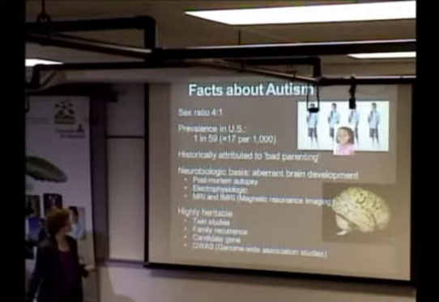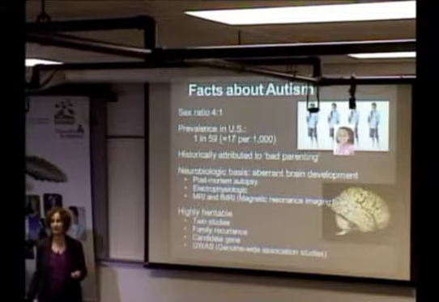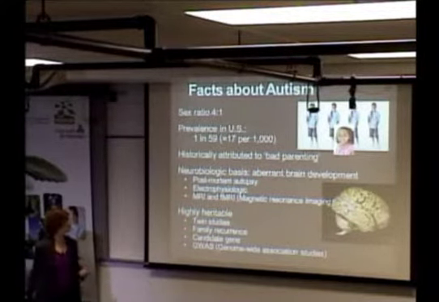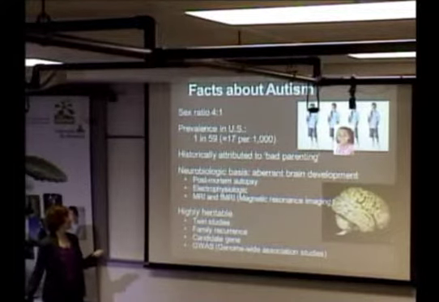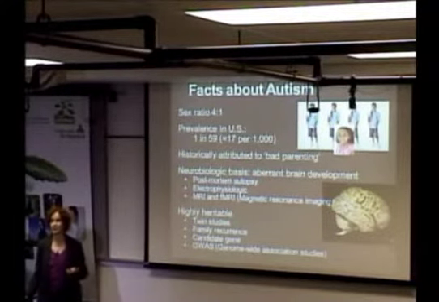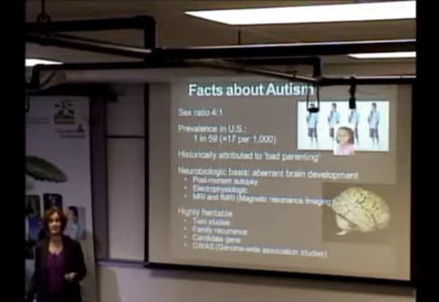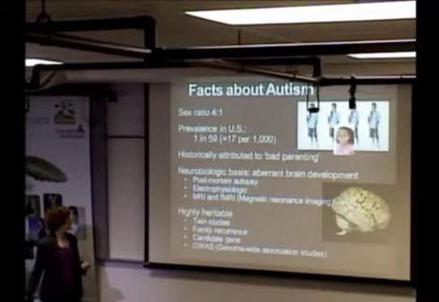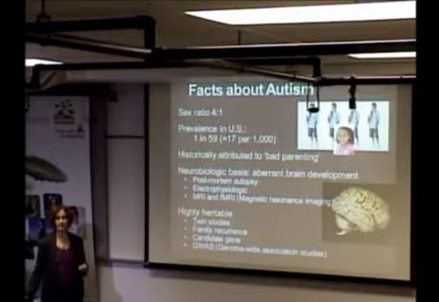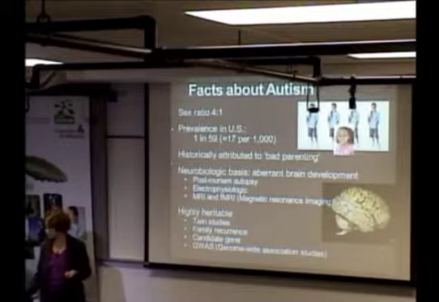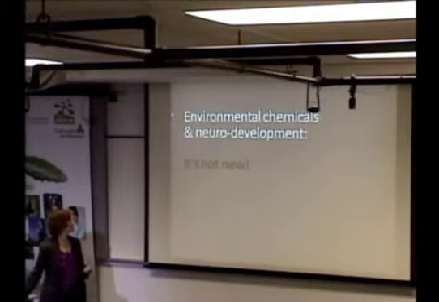And we certainly understand that there is this neurological basis in aberrant brain development. And that really derives from post-mortem autopsy studies as well as electrophysiology, and then more recently MRI studies. So it's highly heritable. Twin studies, family recurrence, and candidate gene studies have all shown that. And of course, at this point in time, there are a lot of genome-wide studies confirming that.